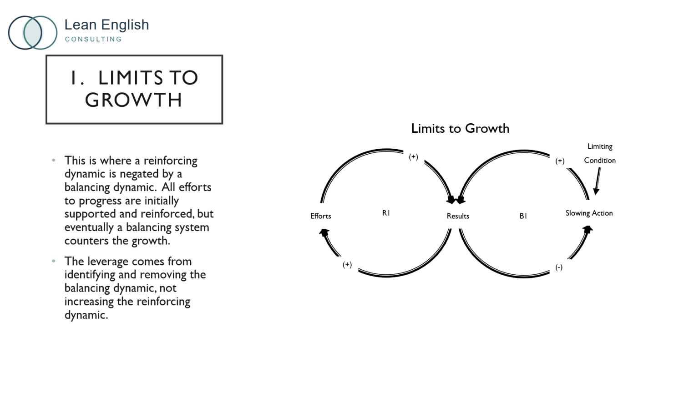We will start with limits to growth since we have already seen an example of this with the AOL diagram from earlier. This is where a reinforcing dynamic is negated by a balancing dynamic. All efforts to progress are initially supported and reinforced, but eventually a balancing system counters the growth. The leverage comes from identifying and removing the balancing dynamic, not increasing the reinforcing dynamic.